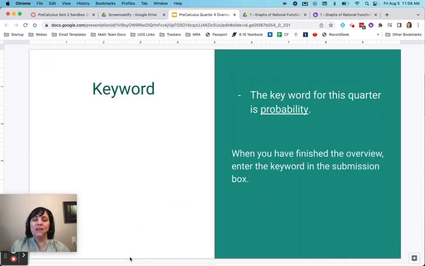Finally, the key word for this overview is probability. So enter that into your Canvas course, and then you're ready to move on.